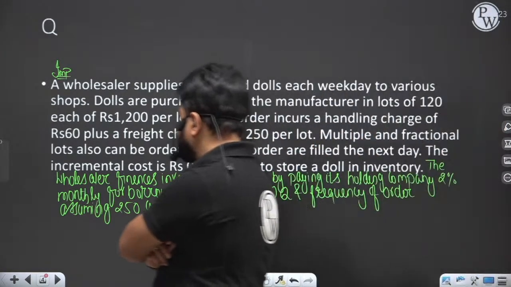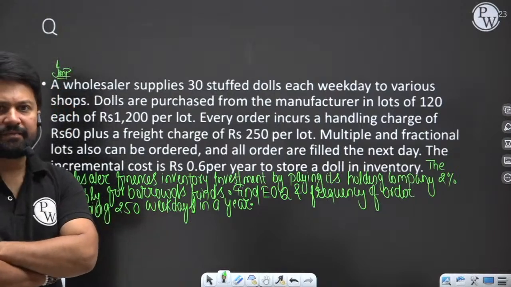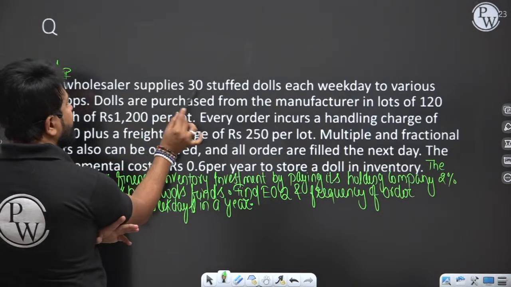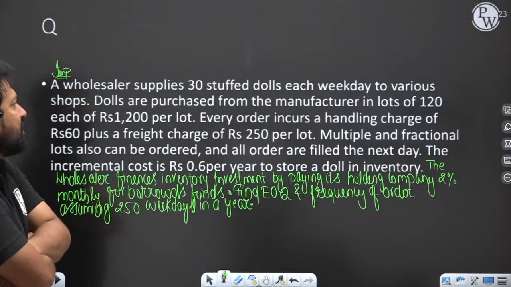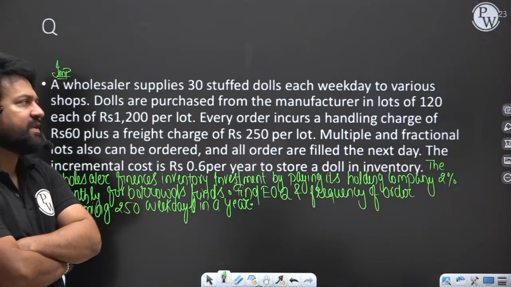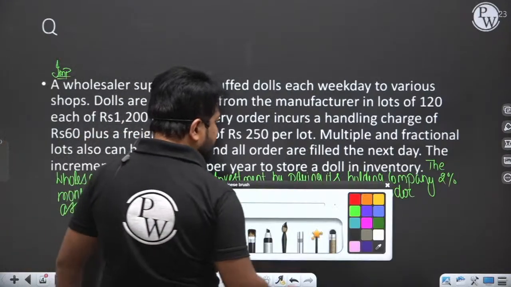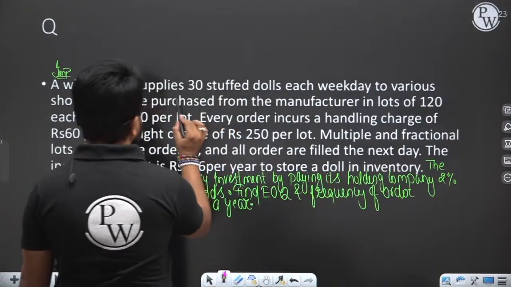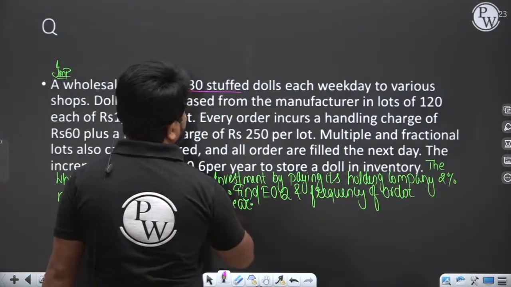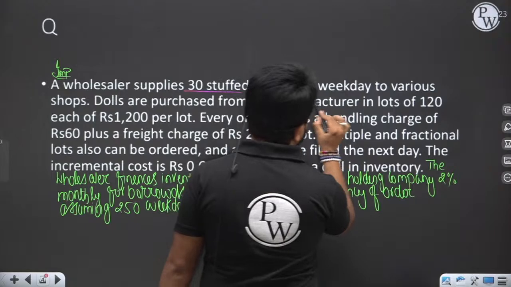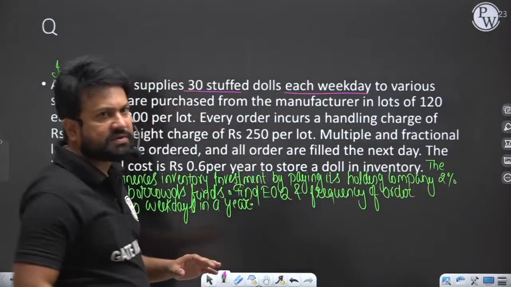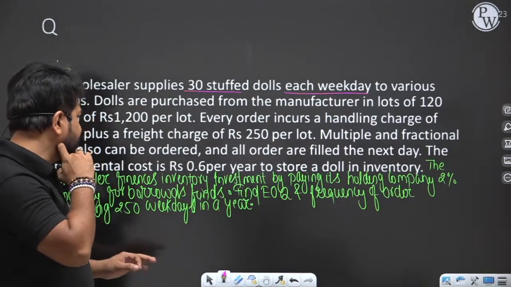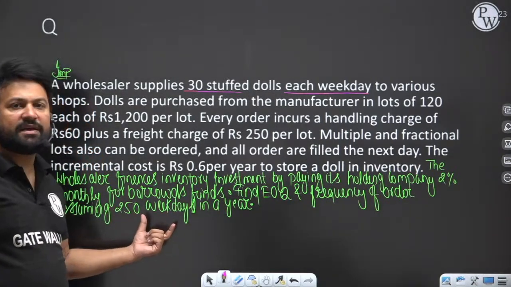Okay, let me solve. My dear, what is he saying? He has given you a wholesaler who supplies 30 stuffed dolls each weekday to various shops. First of all, try to understand the question. And how many weekdays is he supplying? He is supplying for 250 weekdays in a year.